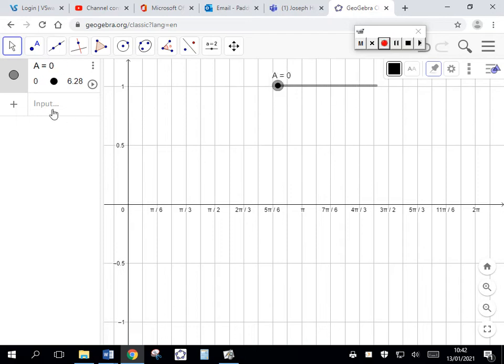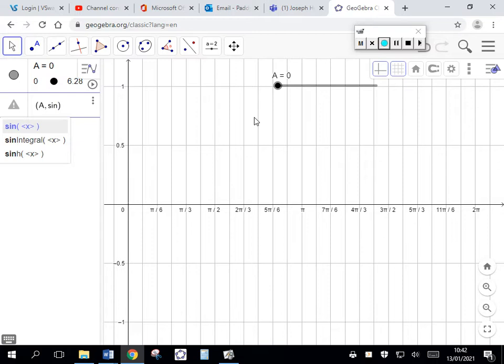The next thing I'm going to do is go to my input bar and put in a point. Remember, a point has an x coordinate, then a comma, and then a y coordinate. My x coordinate is going to be whatever the angle is that I've defined. At the moment it's 0 degrees. And my y coordinate, I said I want to be sine of that angle. I'm going to hit enter.